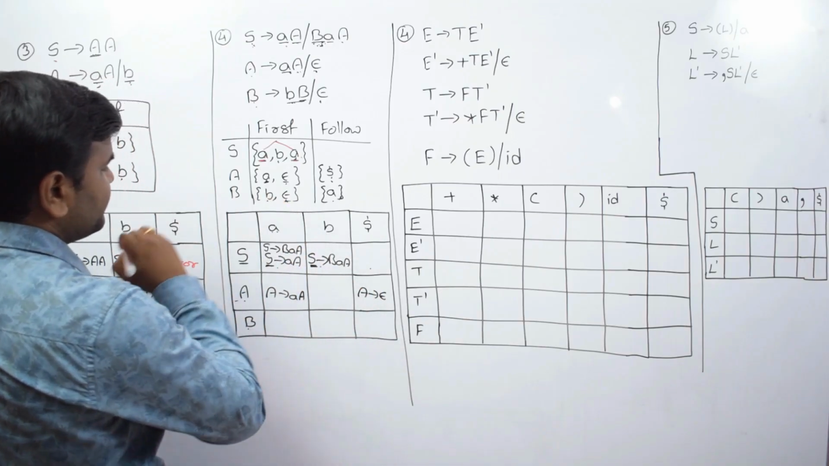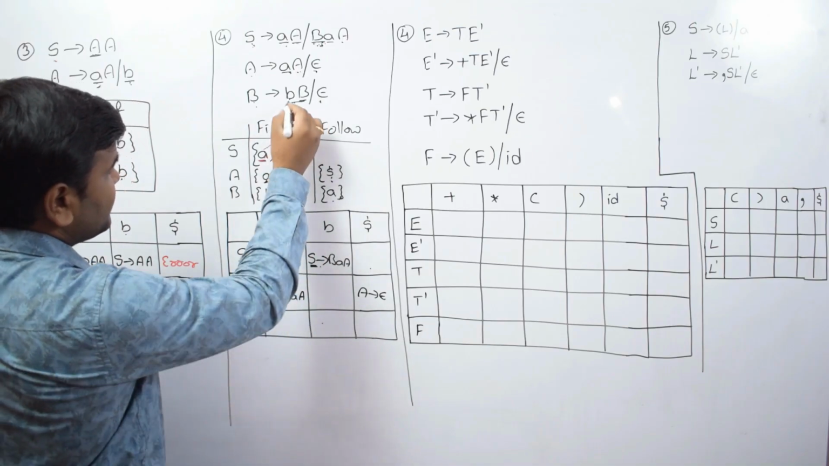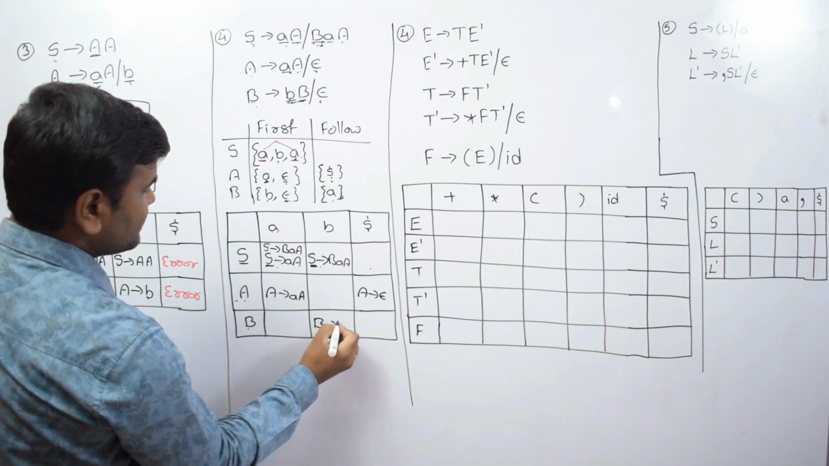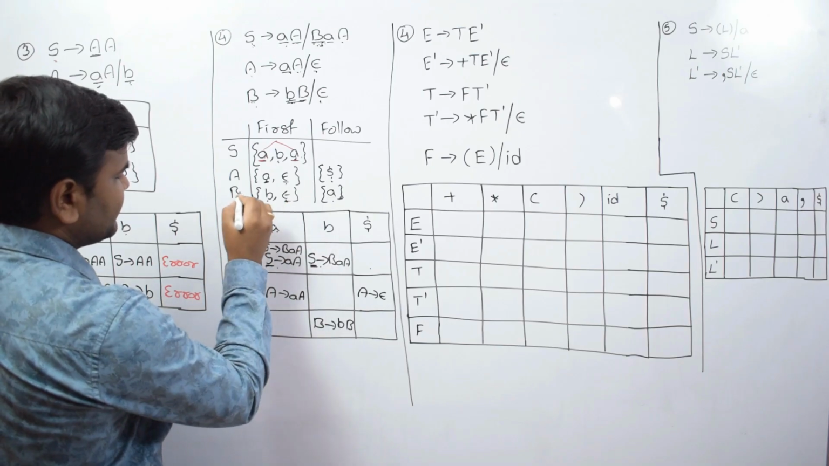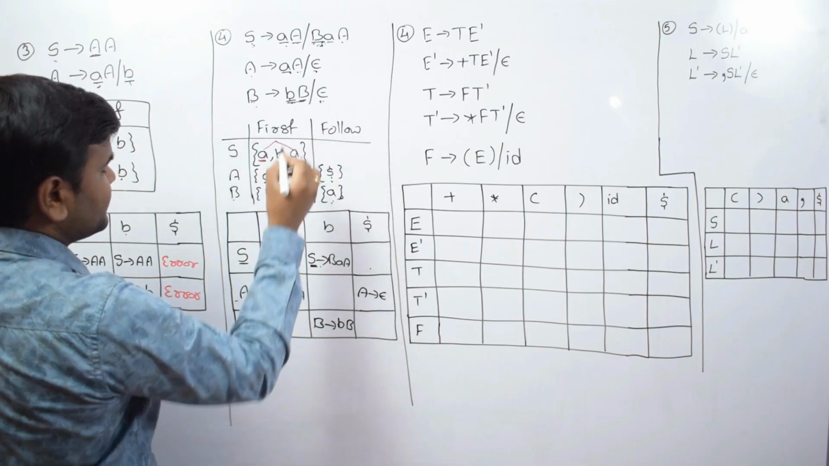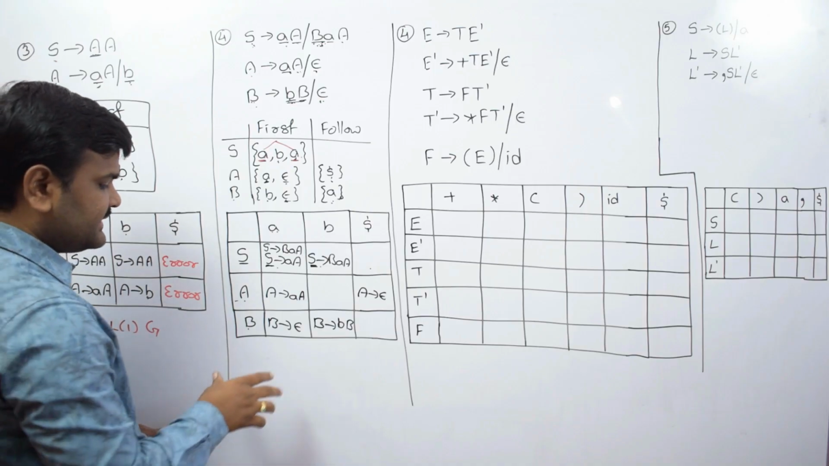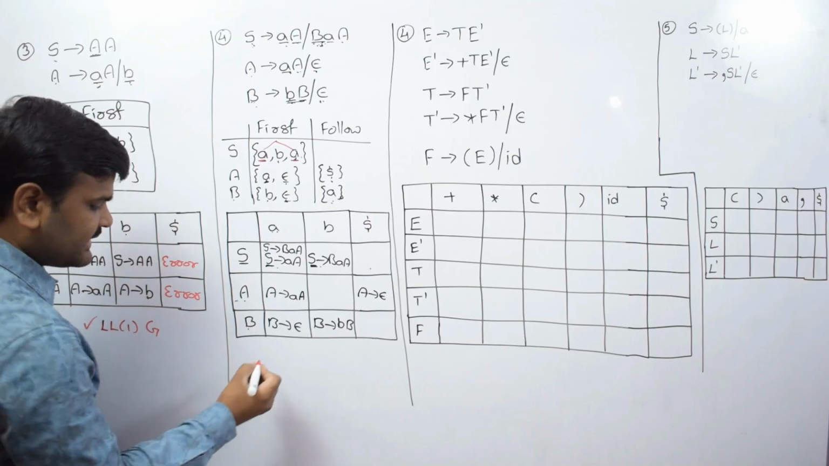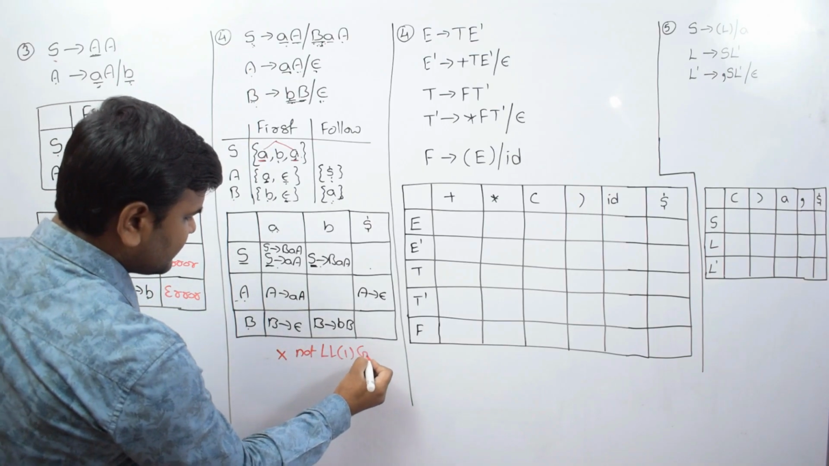Now in the same way for B, under B this production we are going to add, because first of this one is B you got, so B arrow small b capital B. Now here epsilon is there, so we find out follow of B. So under A we are writing this production, B arrow epsilon. Then because here we have multiple entries, this is not an LL1 grammar.